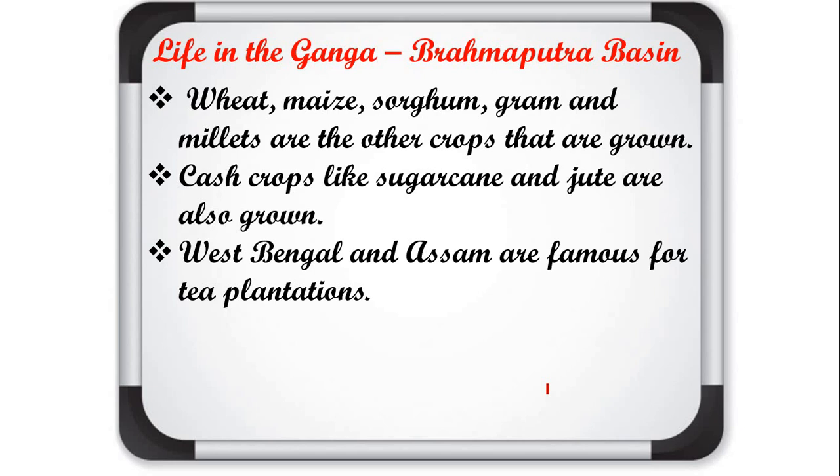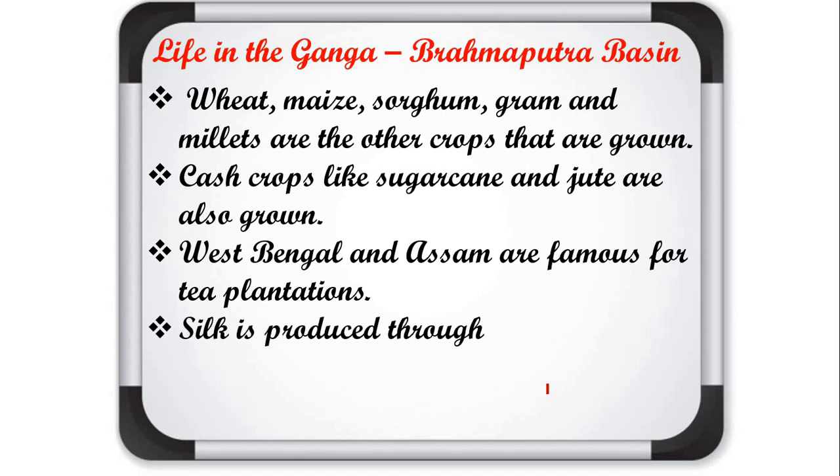So as we know, different types of crops are grown in different areas, depending on the climatic condition. Where there is enough water, rice paddy fields are there. Where there is an average amount of water, wheat, maize, sorghum, gram and millets are grown, and cash crops are also grown. And in the hilly areas like Assam and West Bengal, tea plantation is practiced and tea fields are there.